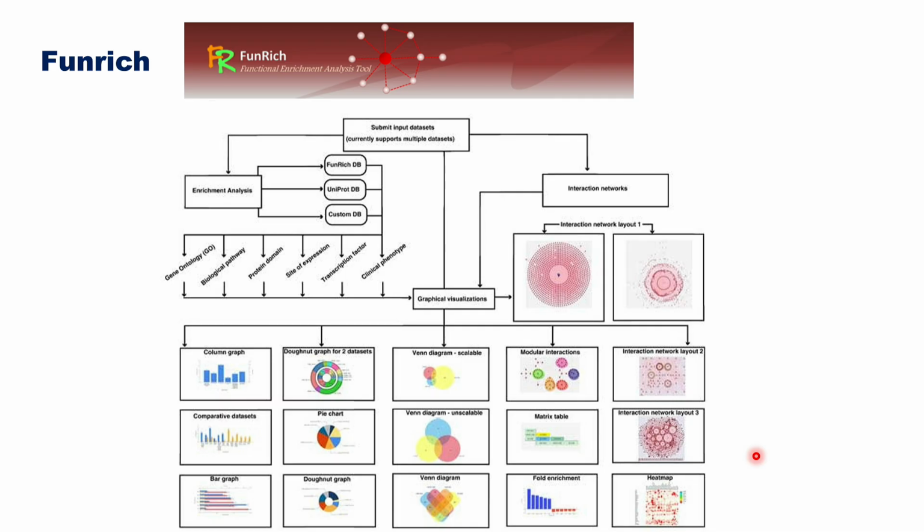If something is paid, there is free software. This is totally free, you can enjoy. You have to download this. FunRich, I love this software. It gives plenty of information. It gives you the gene ontology, biological pathway, protein domain, site of expression. It will tell you, okay, you found this protein in Alzheimer's, that's your data. But the software will tell you this could be the microglial cell, this could be the astrocyte, this could be the lymphocyte.